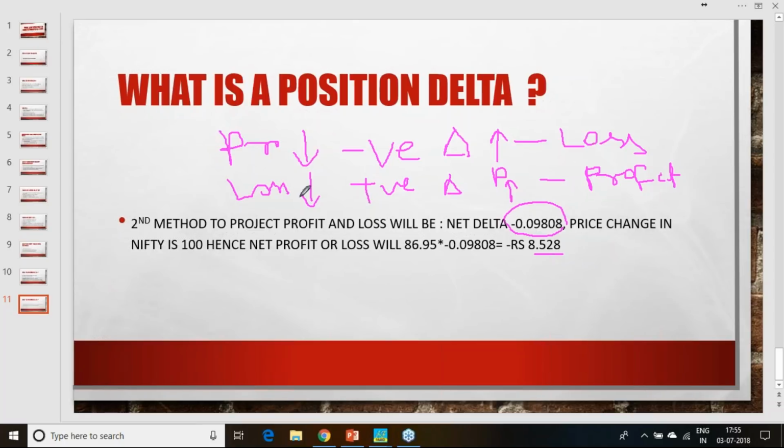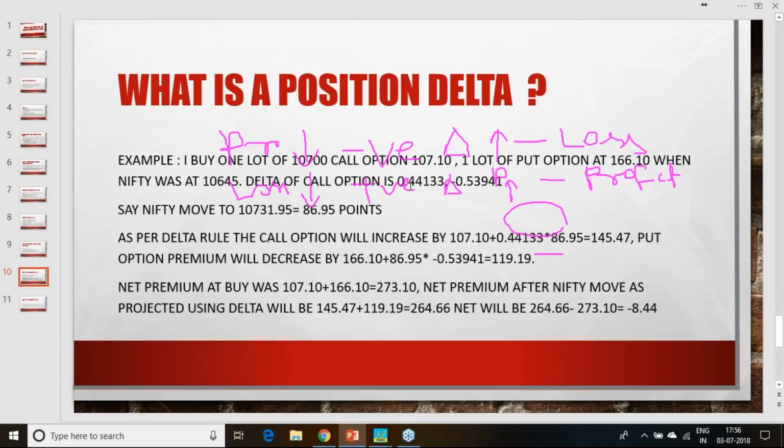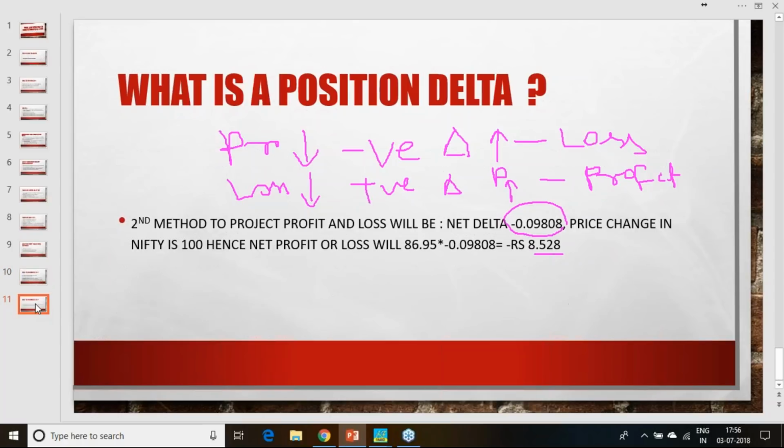So this position delta says whenever the net position has some delta, from there itself you can estimate if the price moves by 50 points, 10 points or 20 points, what will be my projected losses or gains. This calculation is valid when you have only one lot. One lot call you buy, one lot put you buy. Or in the same way, two lots call you buy, one lot call you sell.